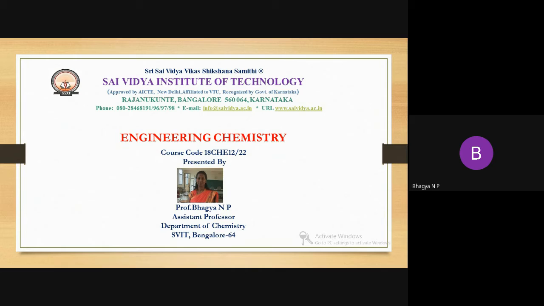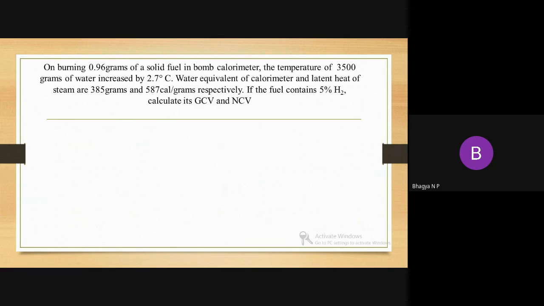In this class, I am going to solve some problems about the bomb calorimeter. So let us start with the first problem. So what is that first problem?